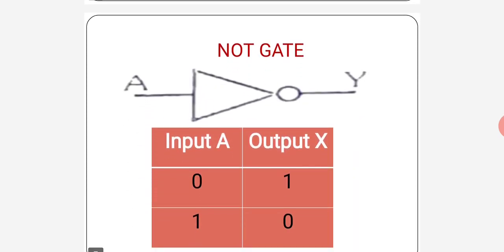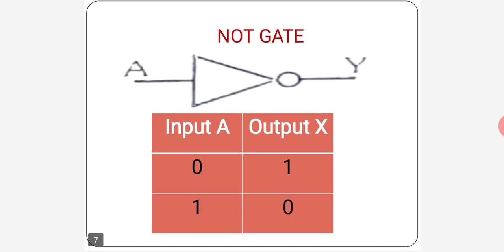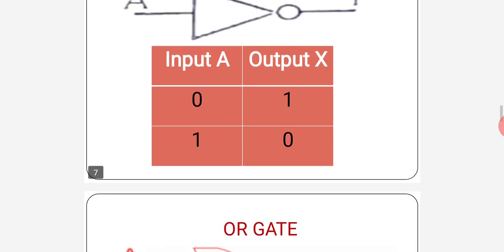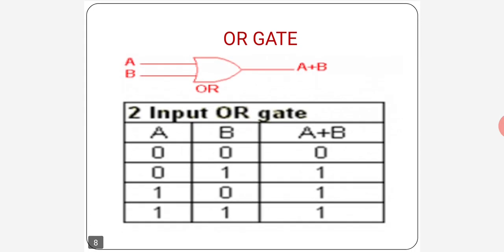Now, in the NOT gate, the Boolean expression can be written as A equal to A bar, or B equal to B bar. That is the inverse of B or inverse of A. Now, in the OR gate, the Boolean expression is written as C equal to A plus B, or Z equal to A plus B. Any letter can come in. What matters is the Boolean expression A plus B.